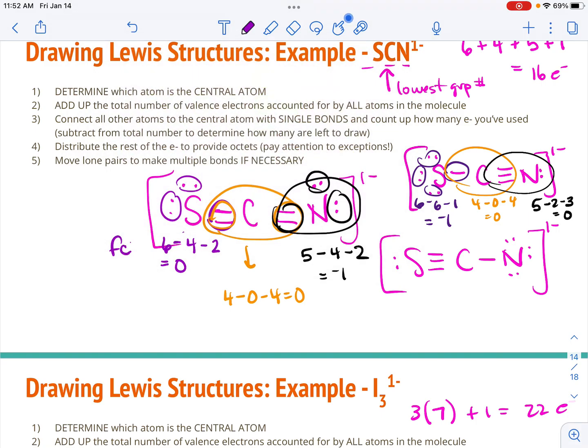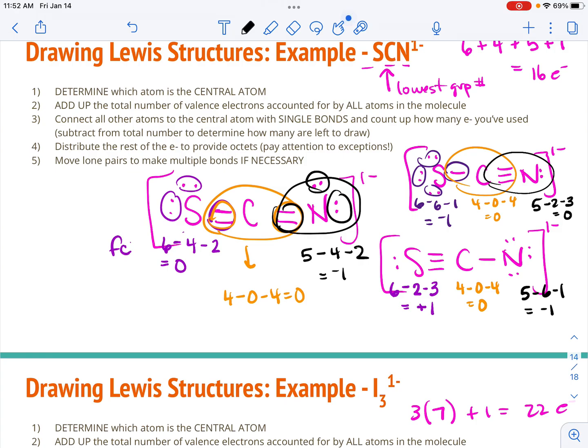We'll do it again for the final structure. Sulfur would be 6 valence electrons minus 2 dots minus 3 dashes, gives us +1. Carbon would be, again, 4 valence electrons minus 0 dots minus 4 dashes, so it didn't change. And nitrogen would be 5 valence electrons minus 6 dots minus 1 dash, gives us -1. All right, so you can see that we would like the formal charges to always be closest to 0, right? But none of these have all formal charges of 0.